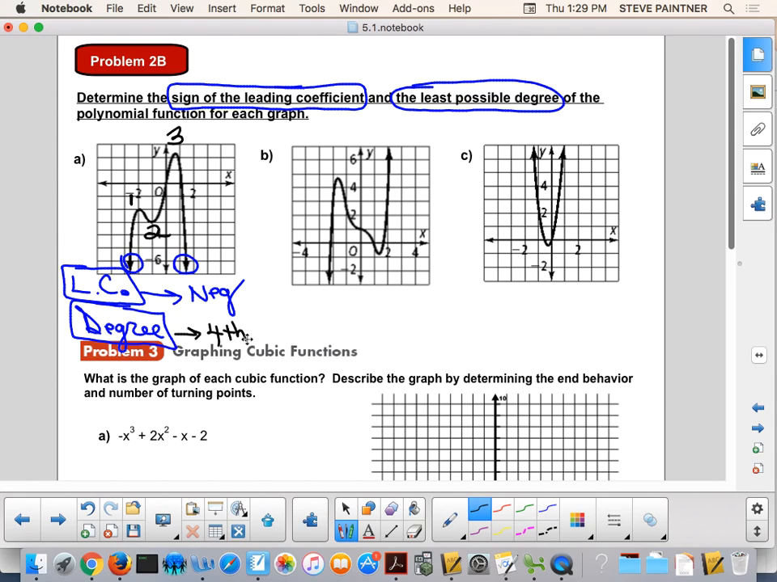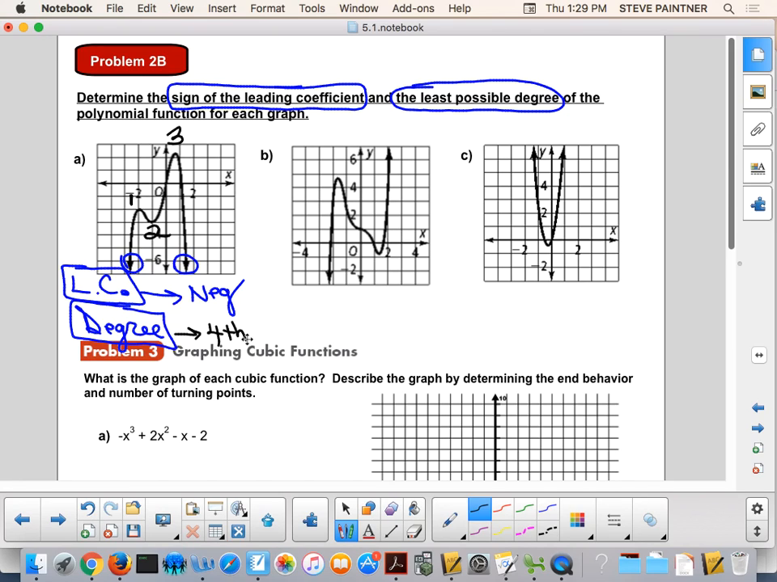Is anybody going to say something else? It says at least, the least possible degree. You guys, here's the deal. A 4th degree polynomial has 4 minus 1, so 3 turns.